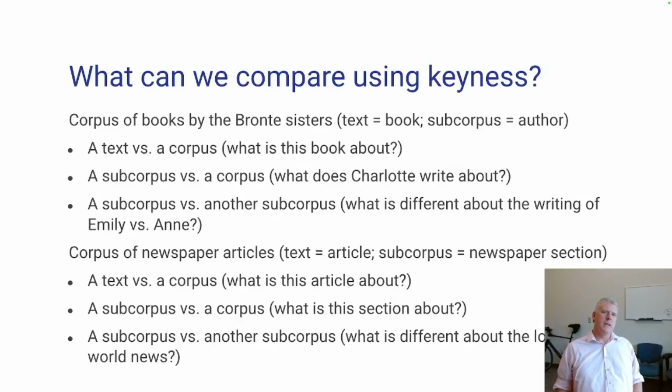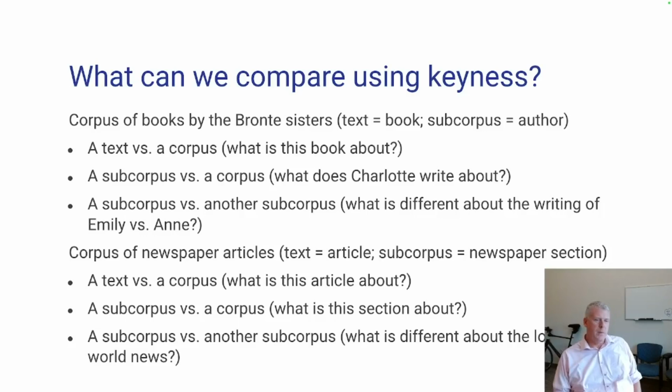Why or what can we compute using keyness? Well, let's take an example. We can take a corpus of books by the Bronte sisters, and we could look at one particular author or one particular book, right? What we could say, here's a corpus, and here's one book, one novel. What is this book about in reference to the other books? Or we could take one particular author, what does Charlotte write about, that second solid bullet there. And we could take all the writings by Emily and compare them to all the writings by Anne. Say, what does Emily seem to write about? What are the keywords that come out of Emily's writings when we're comparing them to Anne, or vice versa?